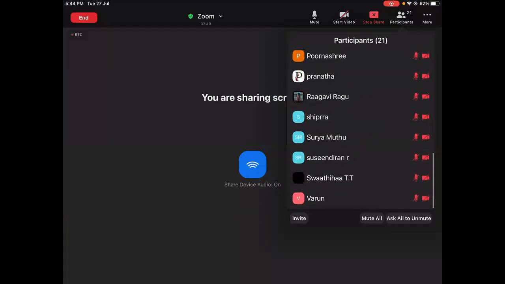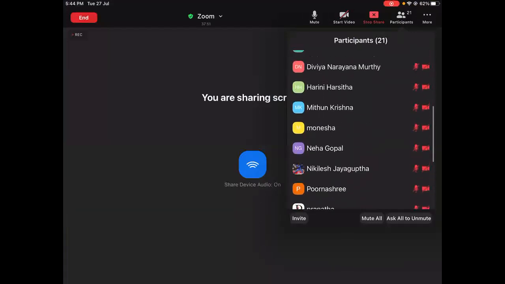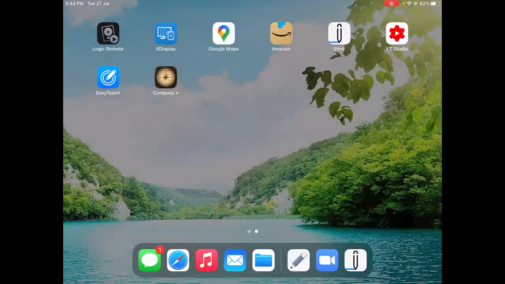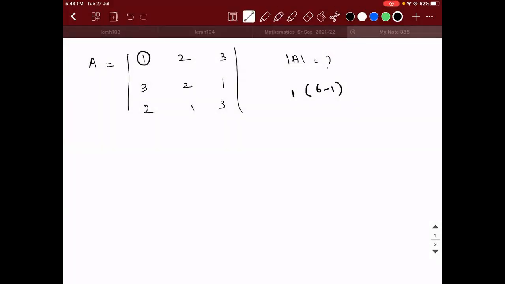1 into 6 minus 1. You will take this one. Then what will you do? You will hide the corresponding row and the corresponding column. Then you will take the determinant of this, right? What is it going to be? 1 into 6 minus 1. Minus 2 into 9 minus 2.